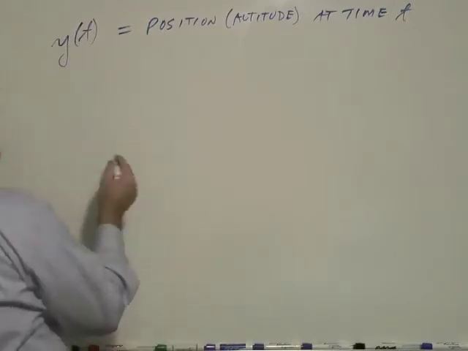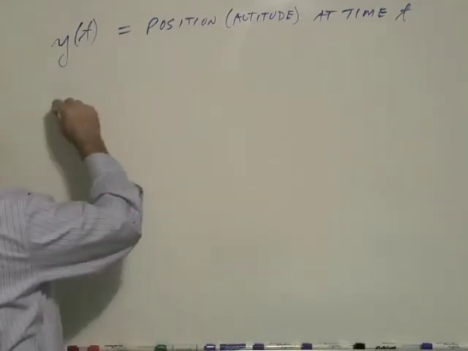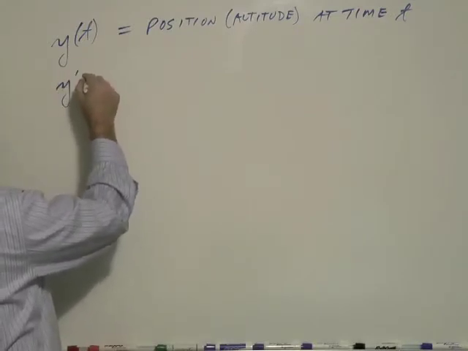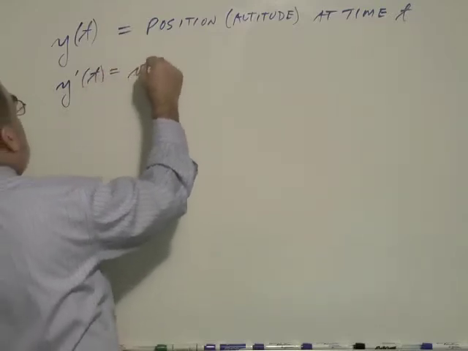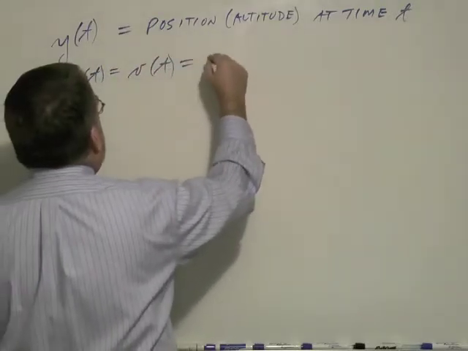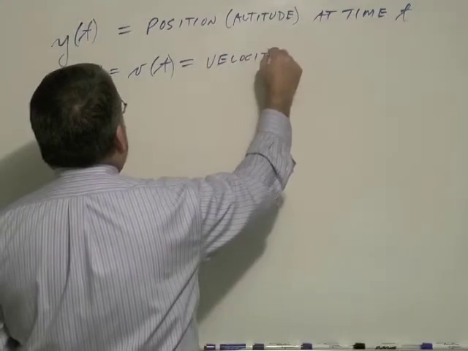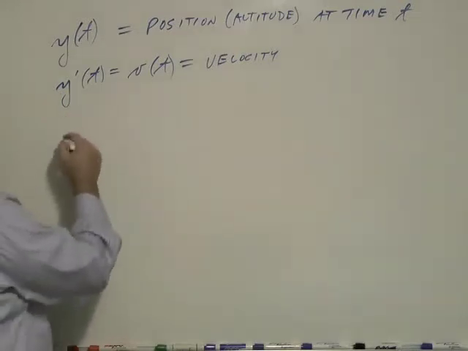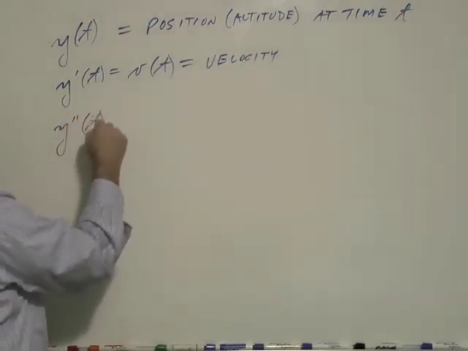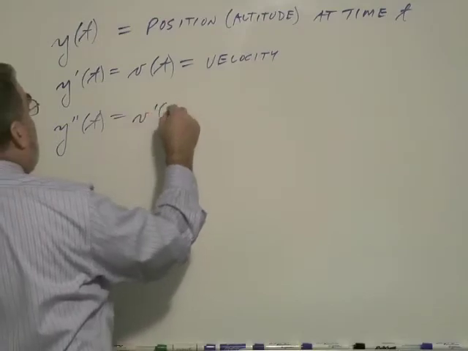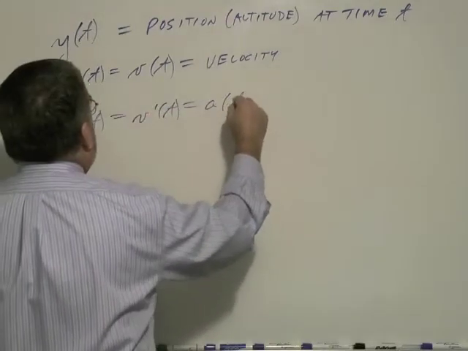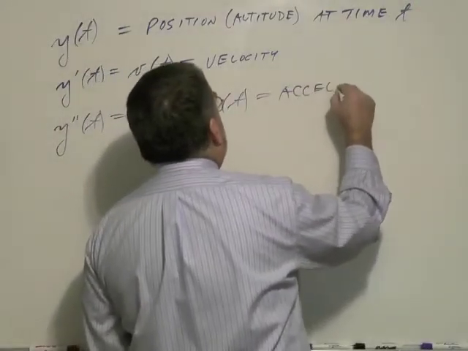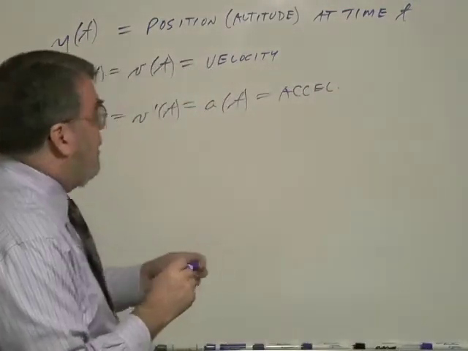Now the speed or velocity is the rate of change of position. So y prime of t is also called v at t. This is the velocity at time t. And the second derivative is the derivative of velocity, which is acceleration. So I just abbreviate acceleration there.